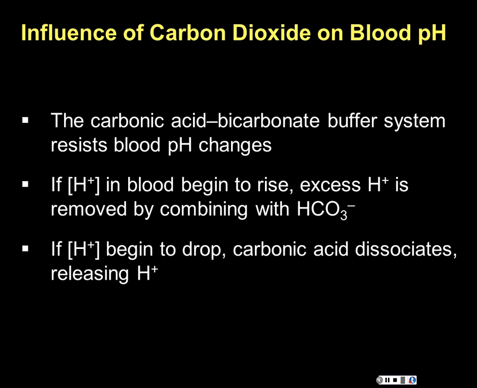Does anybody remember that set point range of our blood pH? Very good. 7.35 to 7.45 is the optimal range for our body. And then if we fall below 7.35, we can bind hydrogen ions and bicarbonate ions. And then conversely, if we exceed that 7.45, we'll begin to break down the carbonic acid into hydrogen ions.